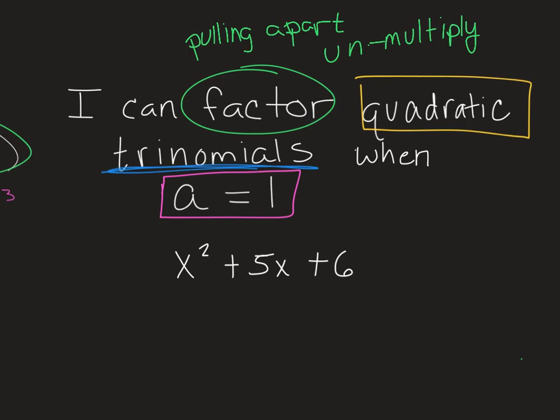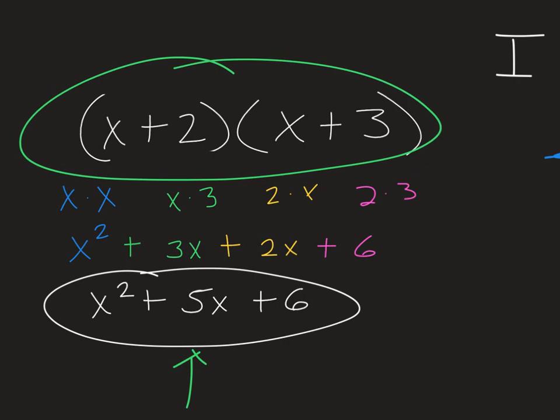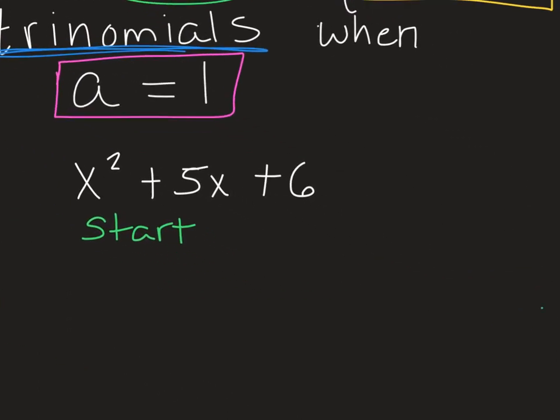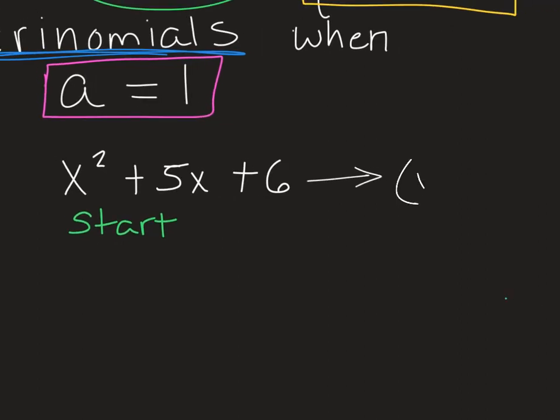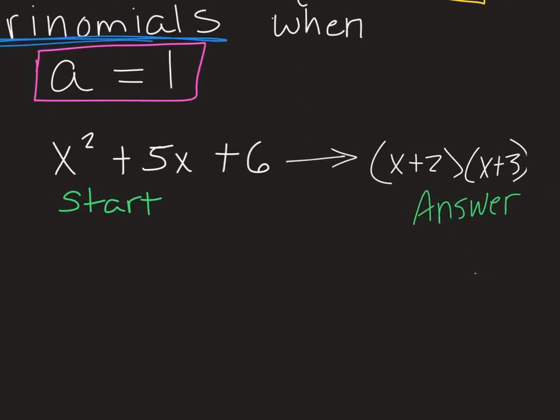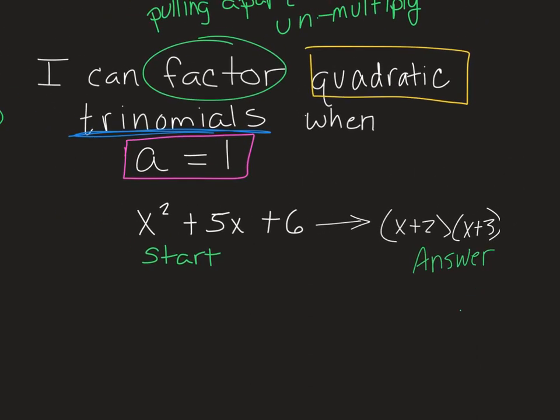So you're going to be given a problem like this. This is actually where you're going to start. And when you get finished, you're going to end up with the two binomials that you multiplied in the first place. So when I get done factoring this particular trinomial, and I'm going to explain to you how you do this in a minute, you're going to end up with the two binomials that you multiplied together to get it in the first place. So we're basically doing the opposite of what you did before. You're going to start here, and when we get done, we're going to end up here.